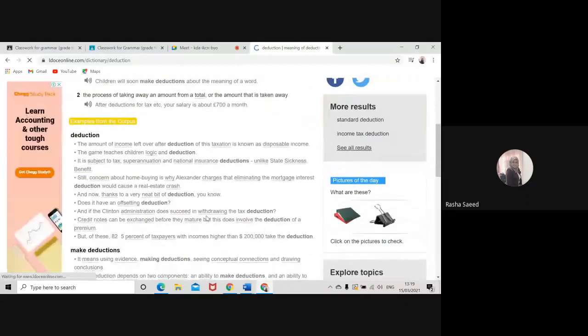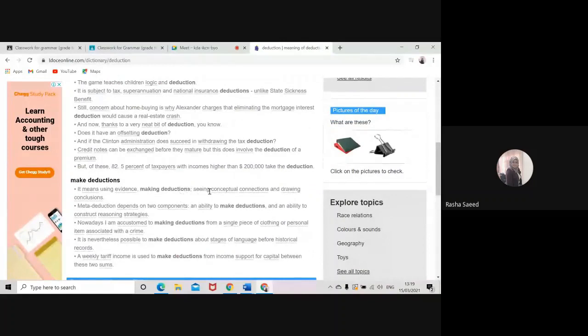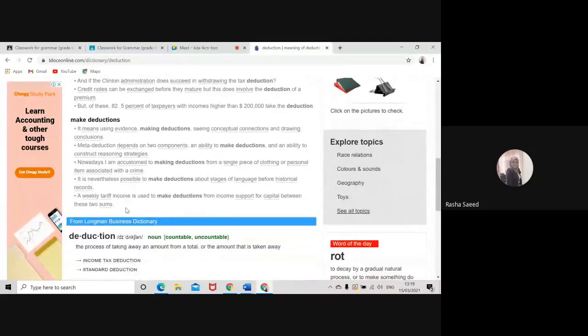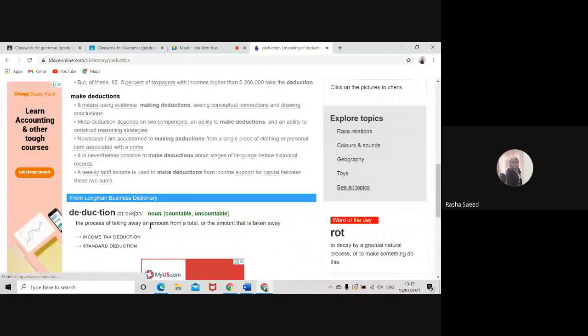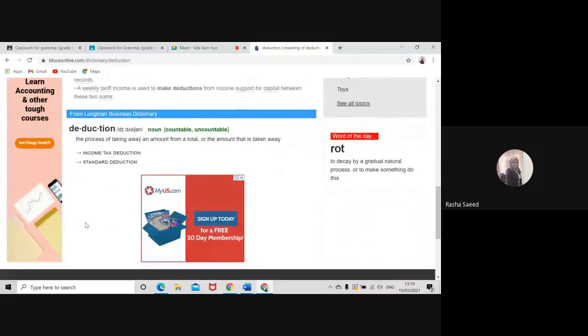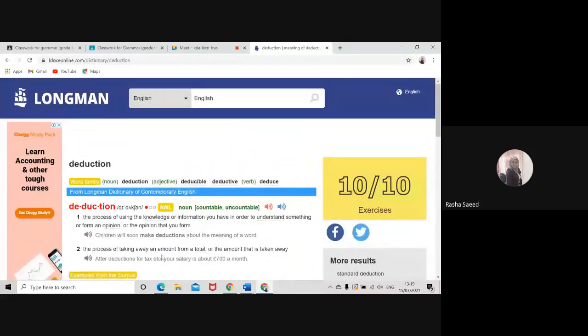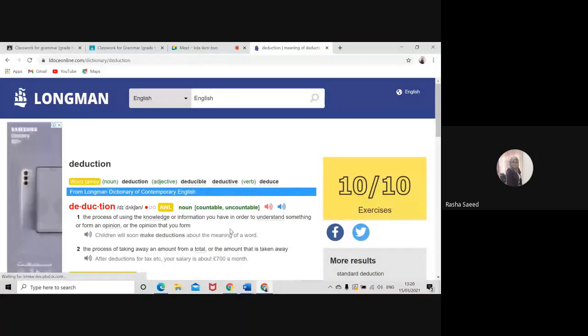Okay, doctor. About the past, making deductions. It means using evidence to make deductions. Or taking away, for example, income tax deduction, when they take it from the account. But the other one is the conclusion that you make or the opinion that you formulate using your knowledge to understand something or to form an opinion. Okay?